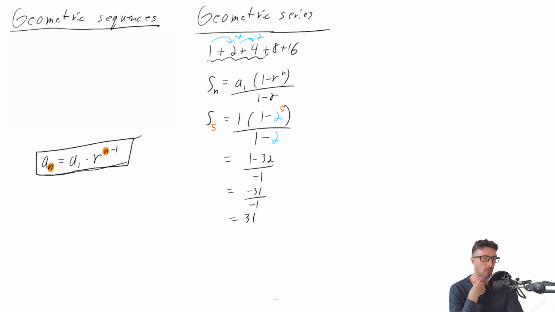Now, obviously, you could have just added these up, but this formula becomes much more useful in case I asked you to do the first 500 terms. Then you would definitely want to go for the formula and not add up 500 things on a calculator.